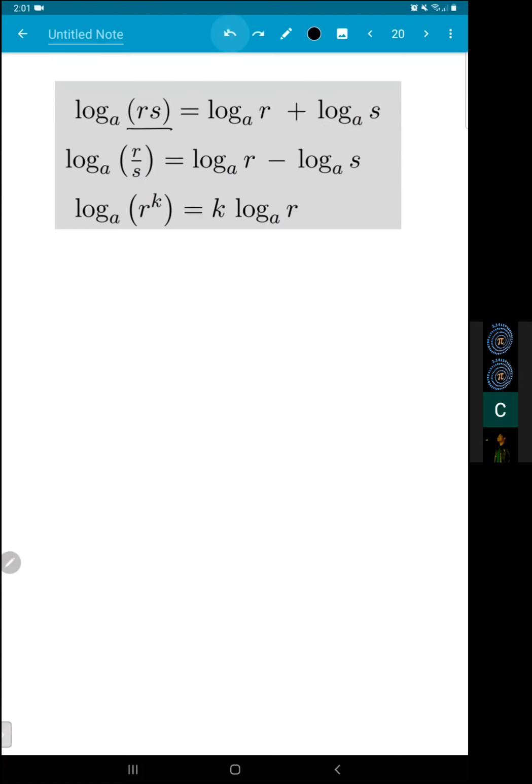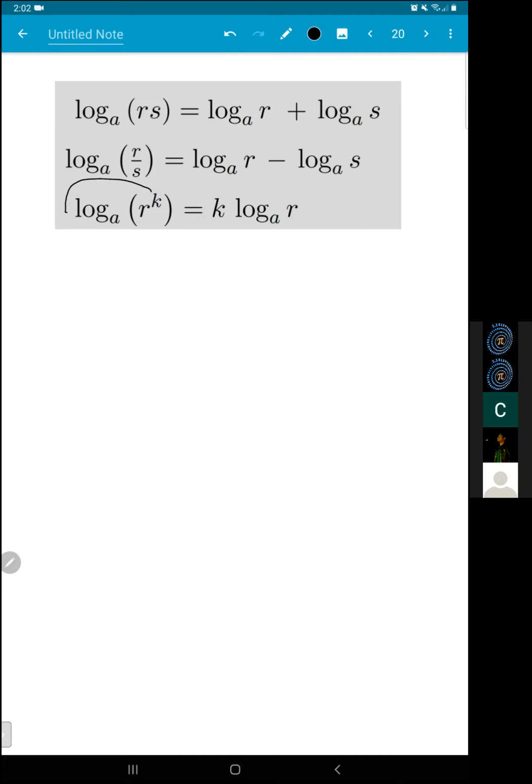Now when it's division, logarithms convert division to subtraction. So log R over S equals log R minus log S. And then the third one states that the logarithm of a power is equal to the power times the logarithm of the base. In other words, you can sort of drop down the exponent.